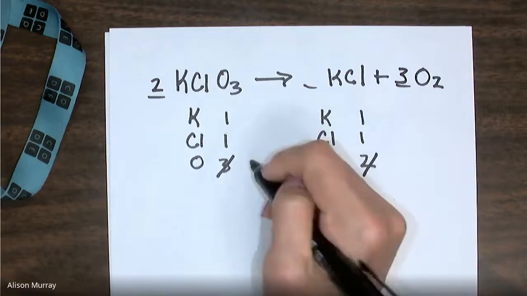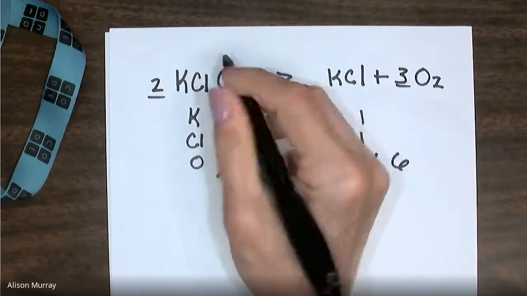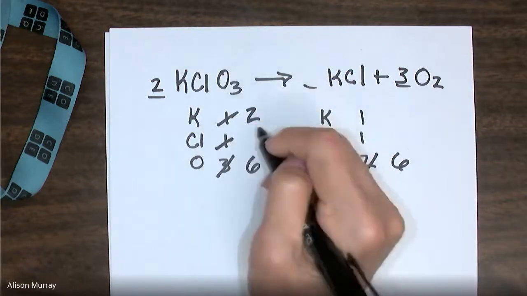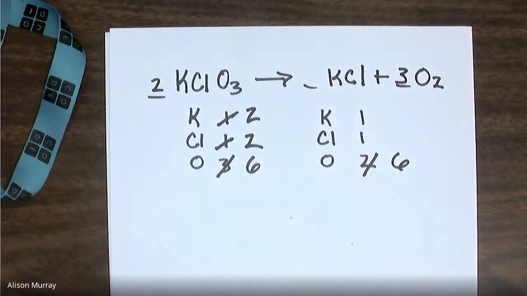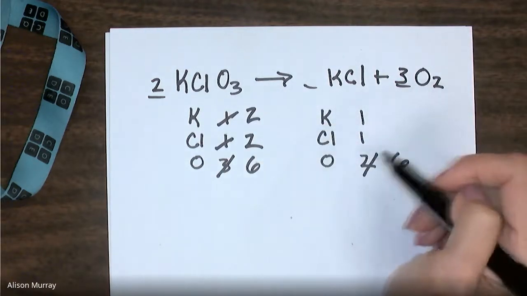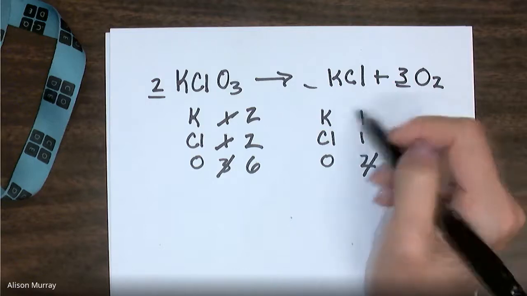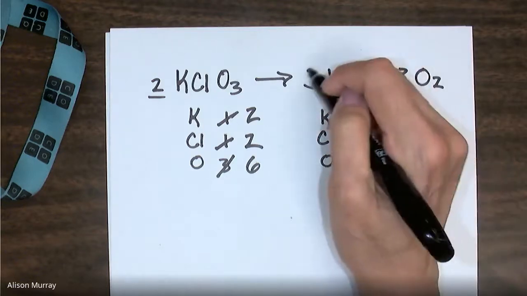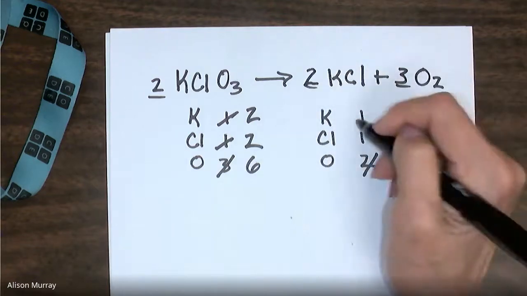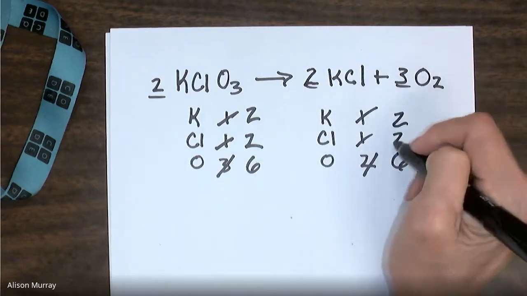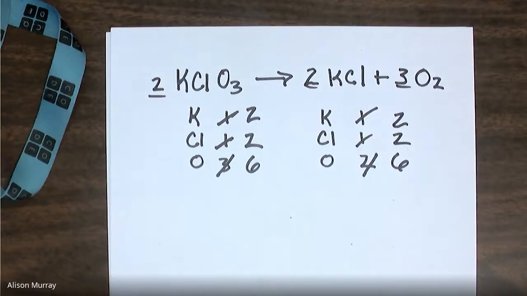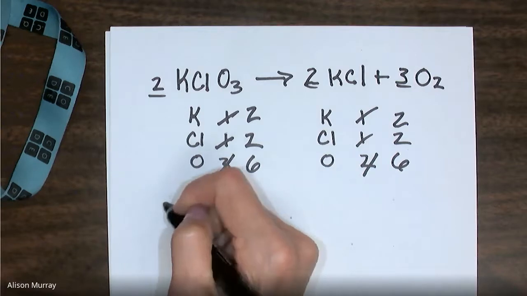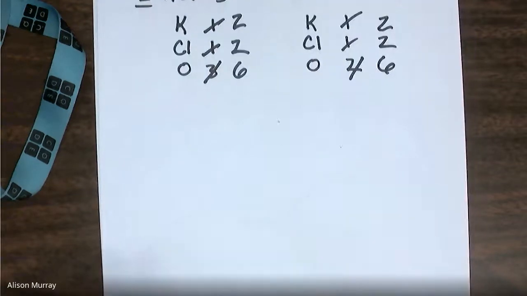We have 6 oxygens on each side, but now we have 2 Ks and 2 Cls. Well, our oxygens are good, but what's going on? We only have 1 here. So we are going to have to put a 2 in there so that we have 2 Ks and 2 Cls. Okay, one more example, and we'll write down the steps here with it.